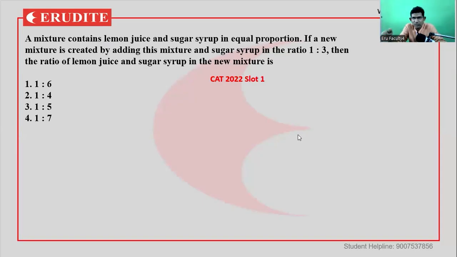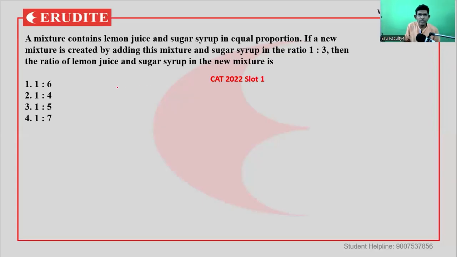To start with, a simple CAT question that appeared in '22. It says, a mixture contains lemon juice and sugar syrup in equal proportion. If a new mixture is created by adding this mixture and sugar syrup in the ratio 1:3, then the ratio of lemon juice and sugar syrup in the new mixture is what? Yeah, quite common, quite a straightforward question.